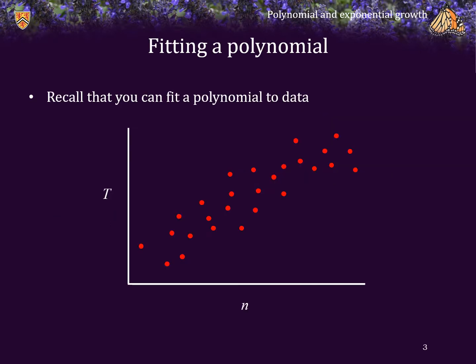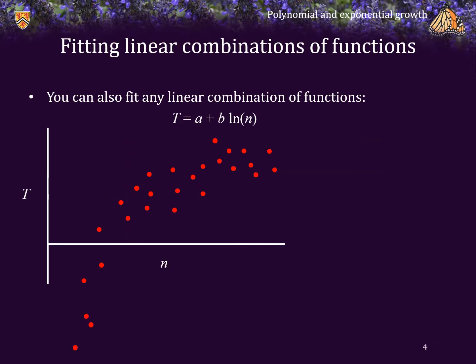Now, from our discussions, we've already seen that we can fit a polynomial to data. So, for example, given this data, we can find a least squares best fitting line that passes through this data. Alternatively, we can also find a least squares best fitting quadratic that passes through this data. You may also recall that we can fit any linear combination of functions of an independent variable to data.